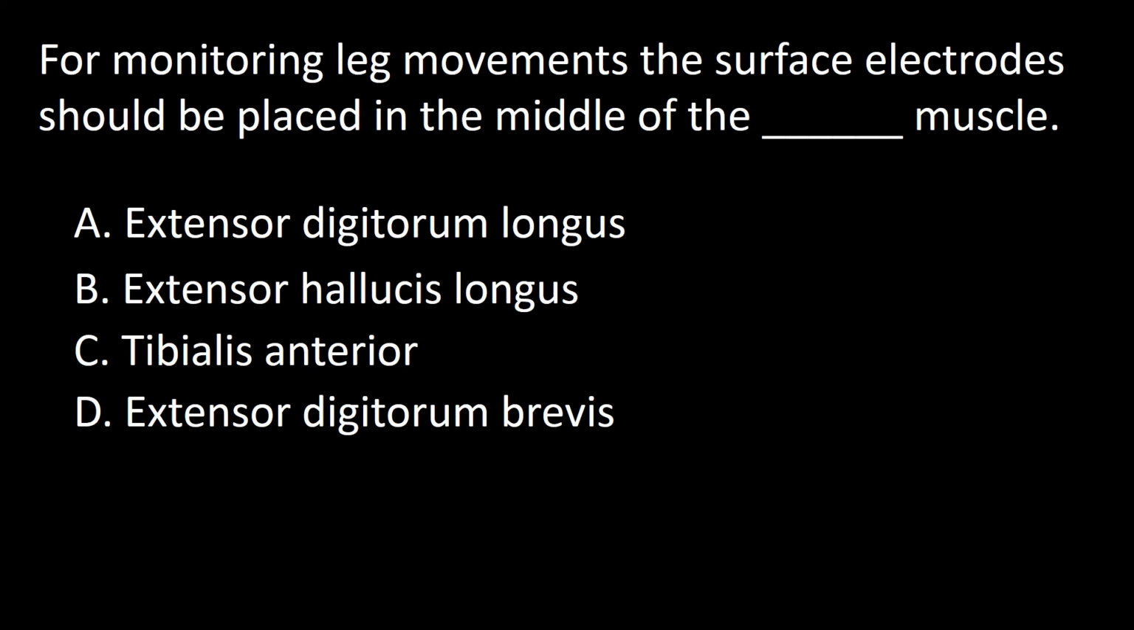Next question. For monitoring leg movements, the surface electrode should be placed in the middle of the dash muscle. A. Extensor digitorum longus. B. Extensor hallucis longus. C. Tibialis anterior. D. Extensor digitorum brevis.